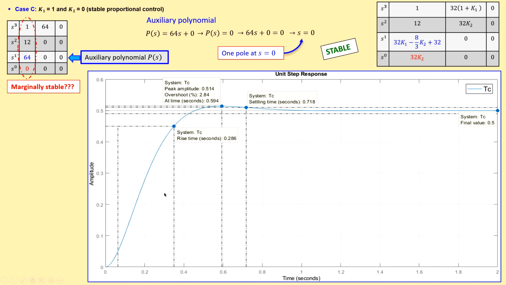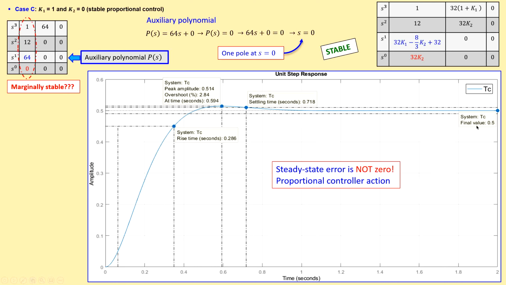What you also see here is, in this case, that this situation is actually a proportional control action. You might ask why? Because I have now made K2 0 and I am only left with K1, which is actually the controller gain. And you can also see the steady state error is not 0, that means actually we have a proportional controller action. There is a final value which is not 1 but 0.5, so you will have a steady state error.